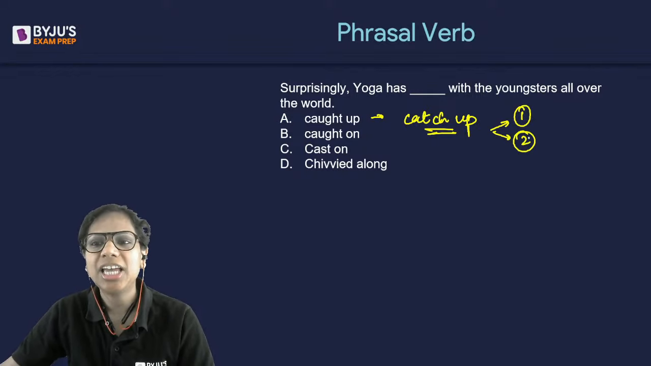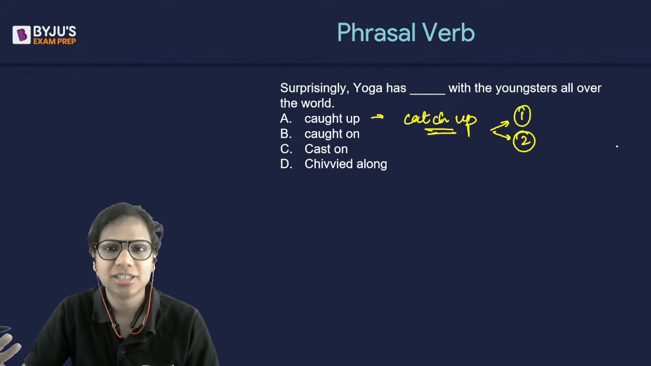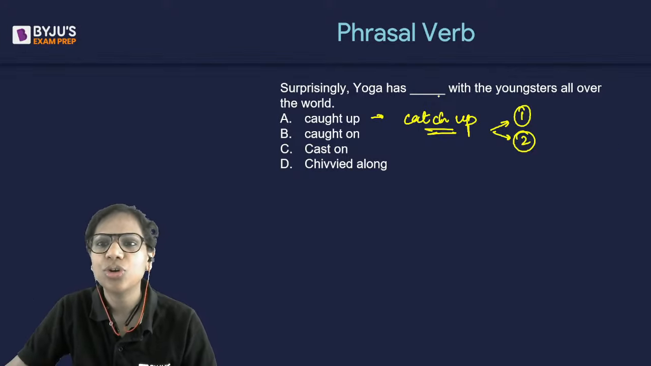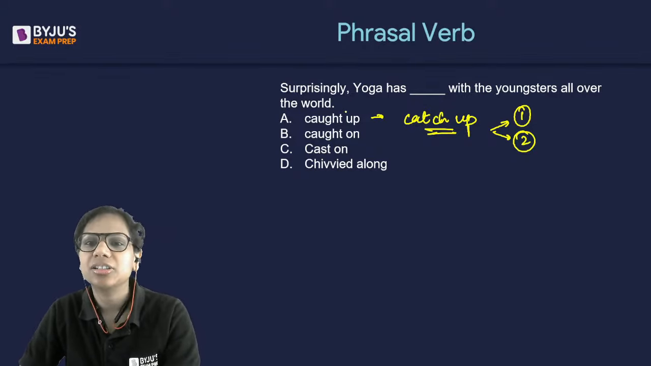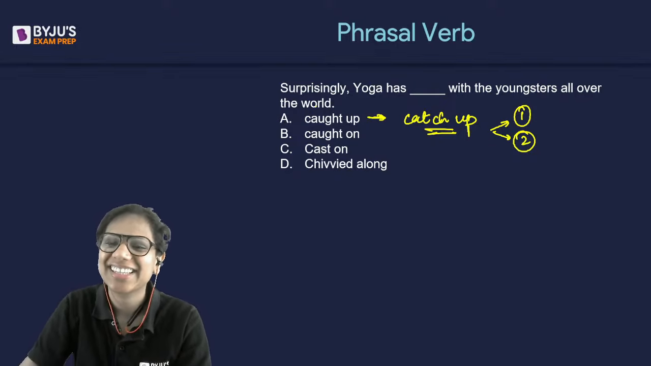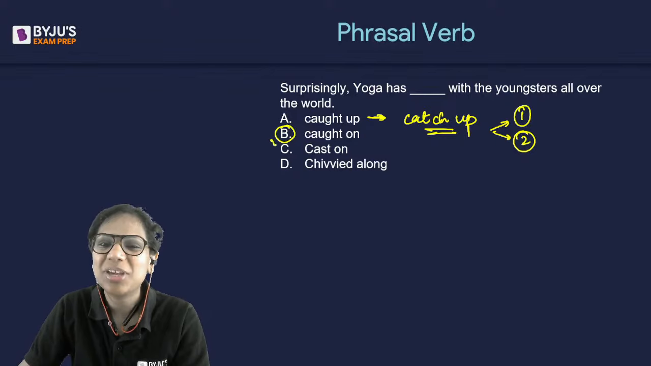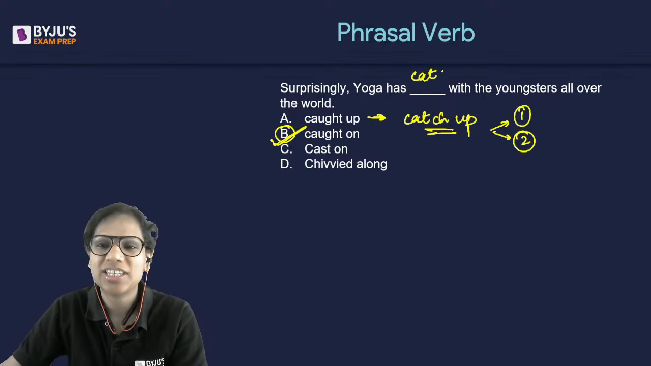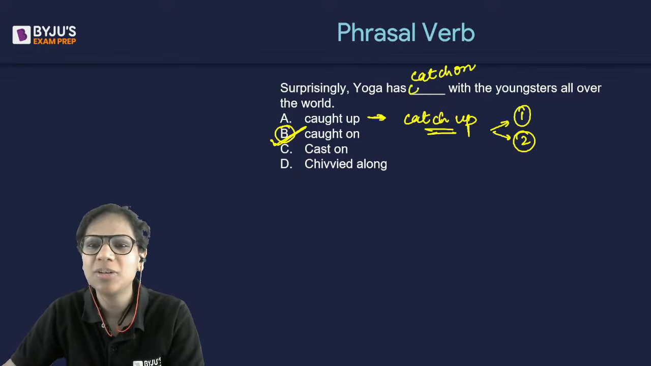So, that is one meaning of to catch up to someone, to catch up with someone. And the other is to catch up with your friends. So let's say you meet your friends after a long time, that is another meaning. So yoga has caught up with the youngsters all over the world. Okay, so you think that yoga was earlier behind the youngsters, now it has caught up with the youngsters. Doesn't B make more sense? Has caught on.